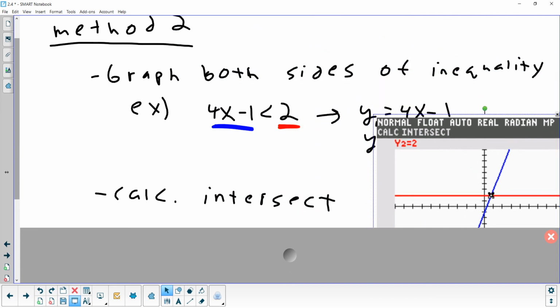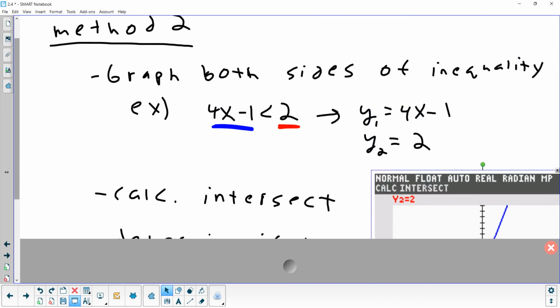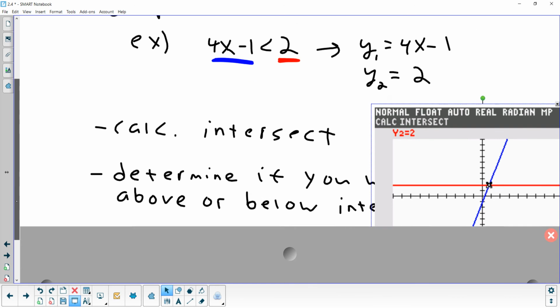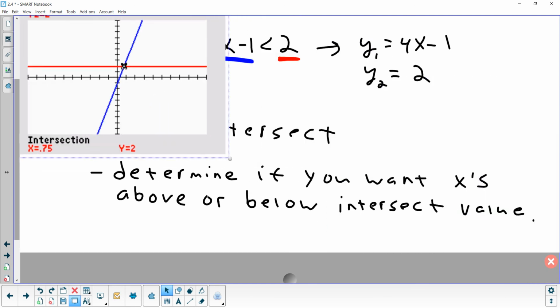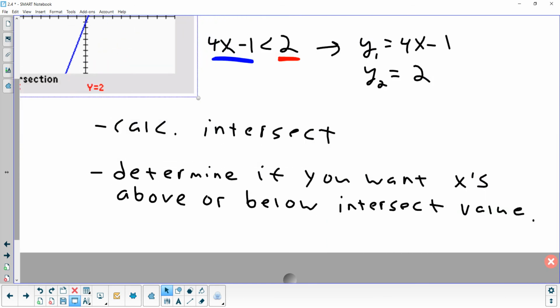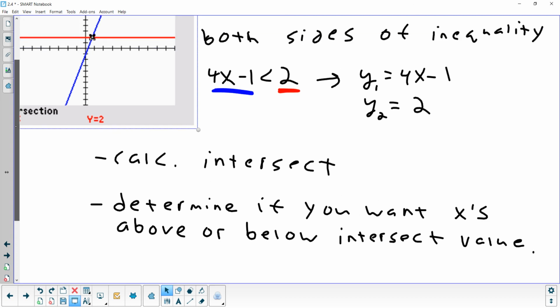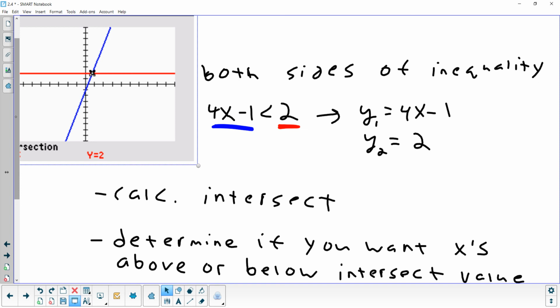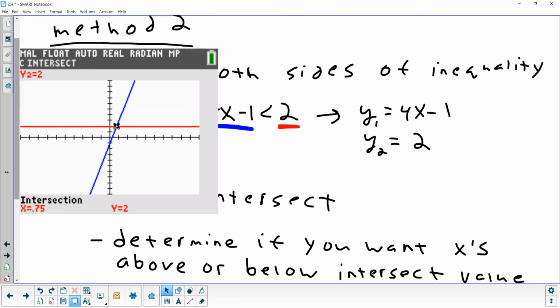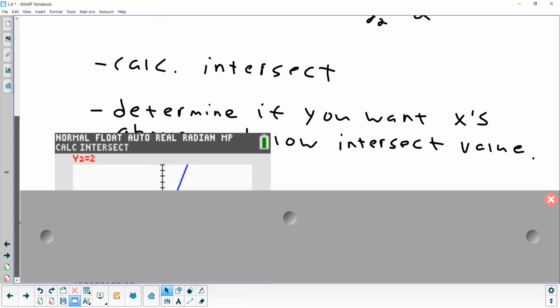Now, once we know where they intersect, the answer is either going to be everything above the intersection point or everything below the intersection point. Depends what we're looking for. We're looking for where the blue graph is under the red graph. That's what less than means. Where is the blue under the red? Well, that happens. Scroll down a little.